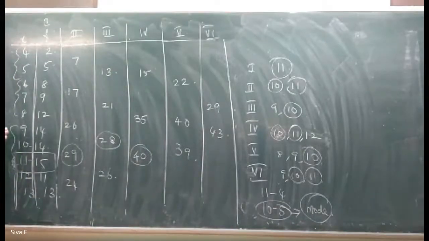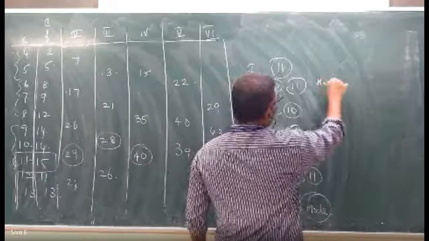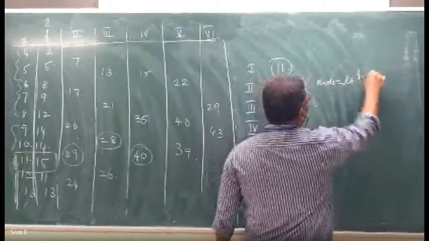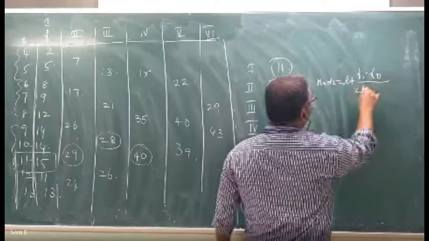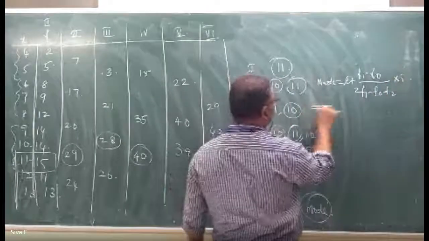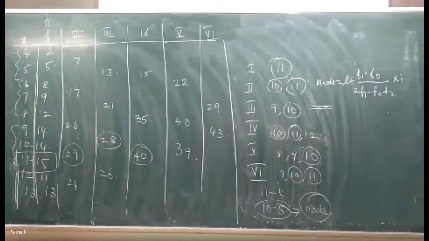Even for continuous type data you can do the same thing. But you have to use the formula to find the mode. What is the mode formula? L plus (F1 minus F0) divided by (2F1 minus F0 minus F2), into I. First you have to find the mode class, then you can calculate as usual. 10 is the maximum, so it is F1, then F0, then F2.